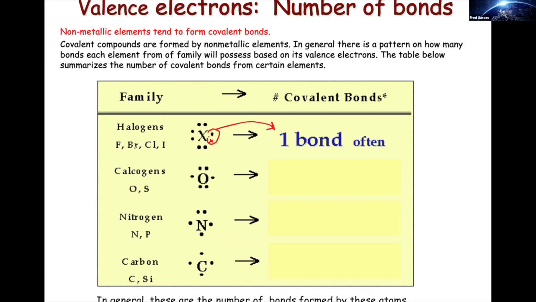Later on, you will see that bromine and chlorine, because they're in the 3rd and 4th period, can actually form more than one bond, but that's for Chem 200 chemistry to explain. The chalcogens, that's the oxygen family, have 6 valence electrons. 2 of these are unpaired. Guess what? They often form 2 bonds. Nitrogen has 5 valence electrons. They often form 3 bonds.